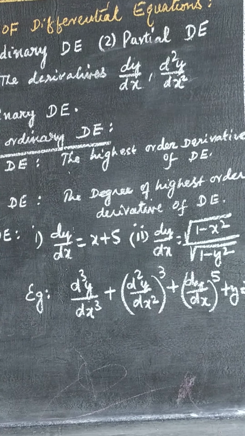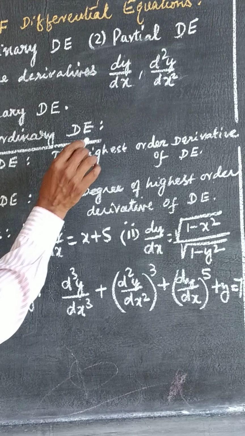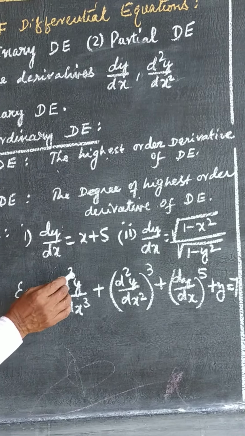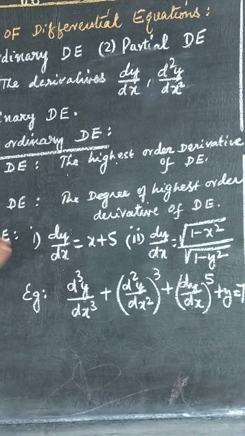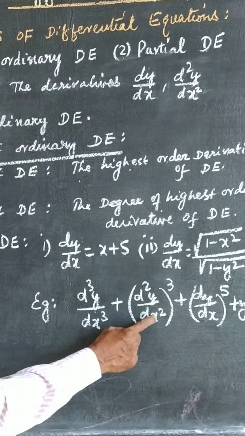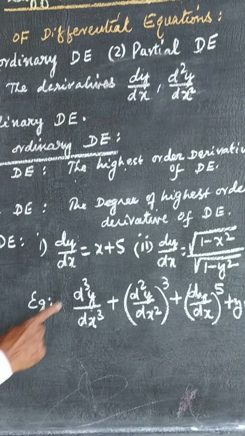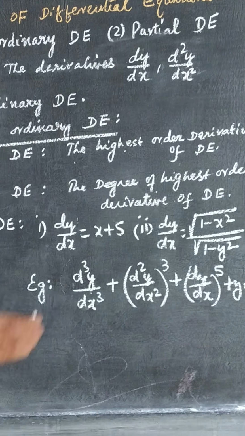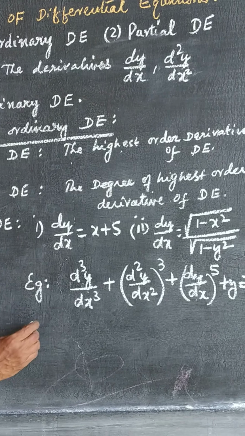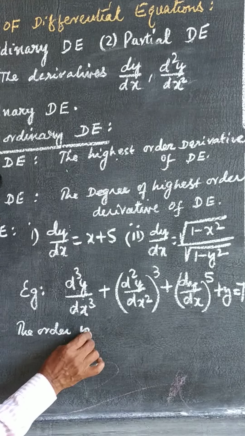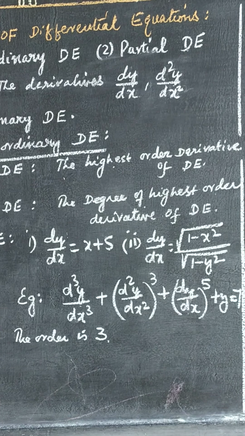Here I said that the order of the differential equation is the highest order. Highest order means what is the highest order here? dy by dx is the first order. d square y by dx square is second order. d cube y by dx cube is third order. So in this, 3 is the highest. So the order is 3.